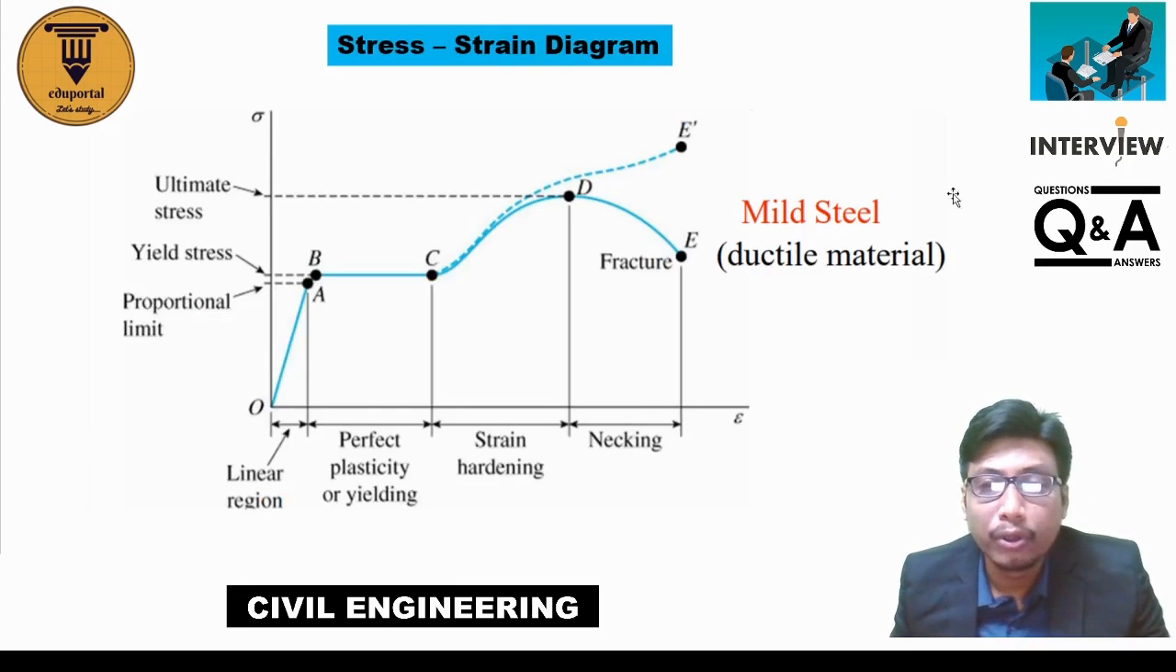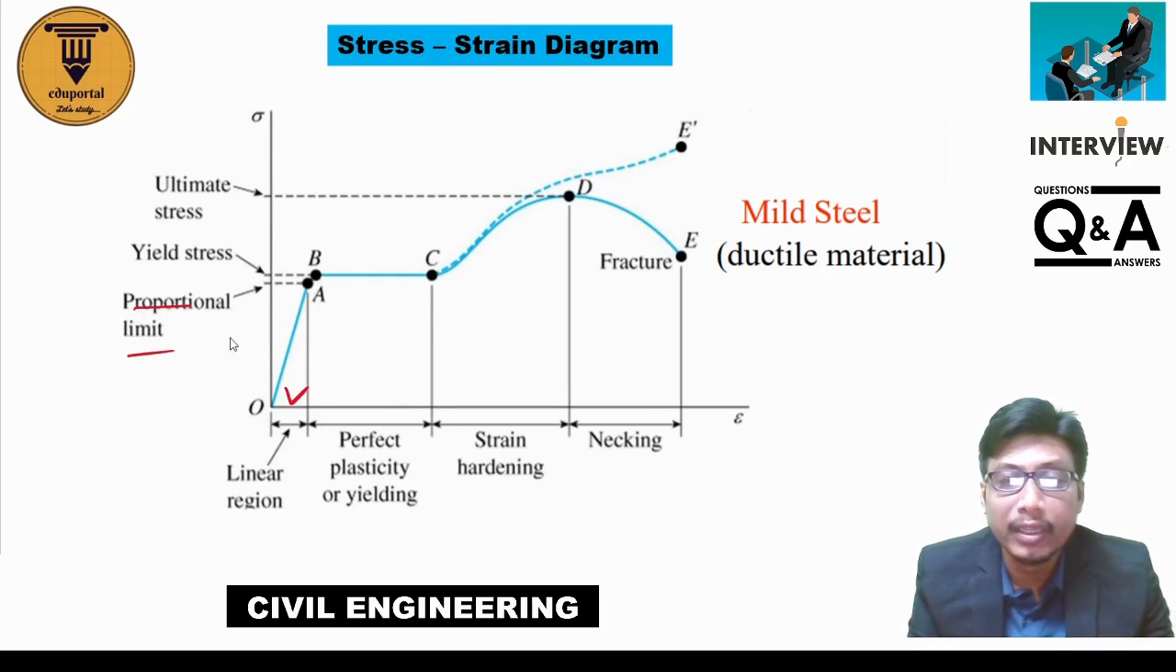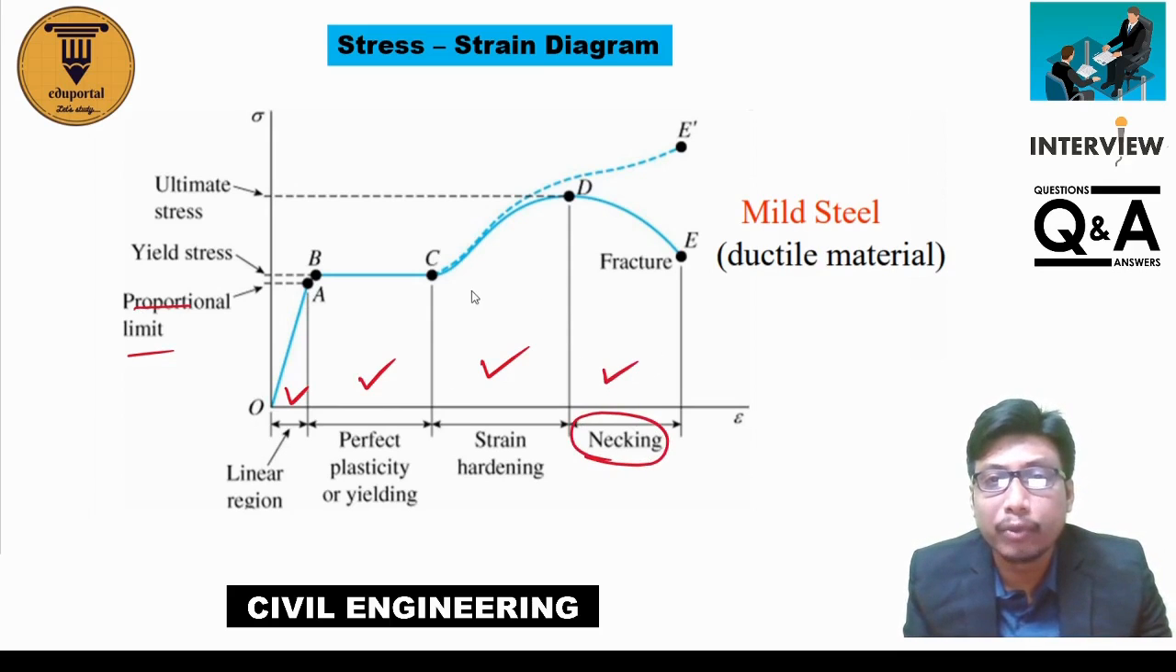Okay, so you can also draw this curve to show the different types of region, like the linear region up to the proportional limit, up to which Hooke's law is valid, and then the perfect plasticity or yielding region, then the strain hardening region, and then the necking region. Sometimes they ask the question: where does necking occur, in which region? That is between the ultimate stress point and the fracture point. Okay, so this is the engineering stress strain curve, and this is the true stress strain curve.